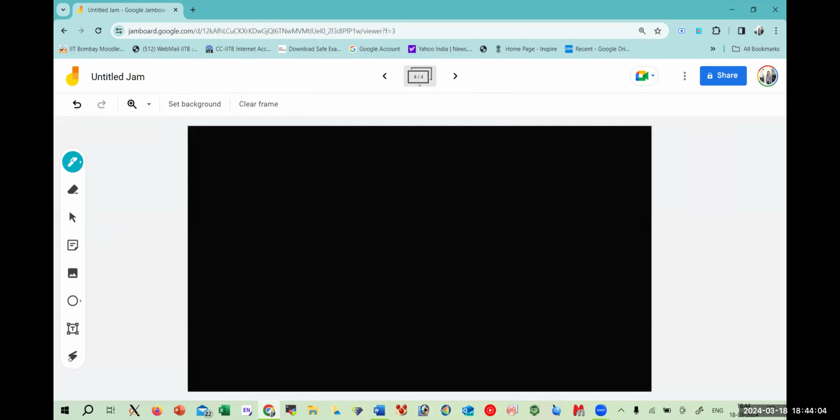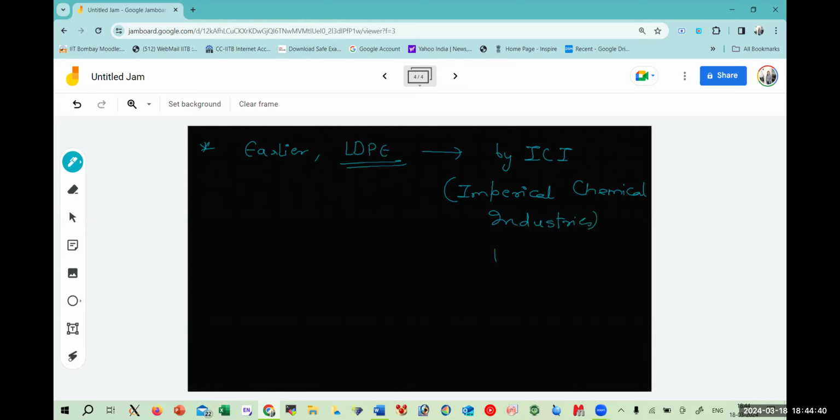Since we have talked about polyethylene, the low density polyethylene, high density, and the linear low density polyethylene, it has been found that earlier LDPE used to be synthesized by ICI, which is an industry name, Imperial Chemical Industries, in 1933.